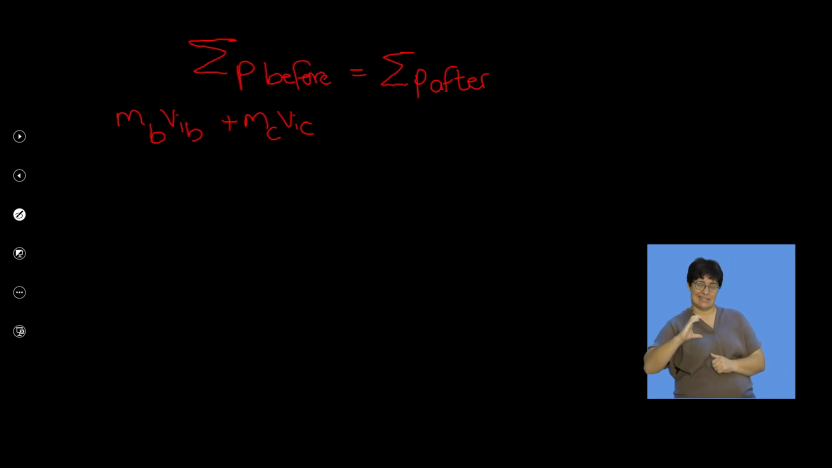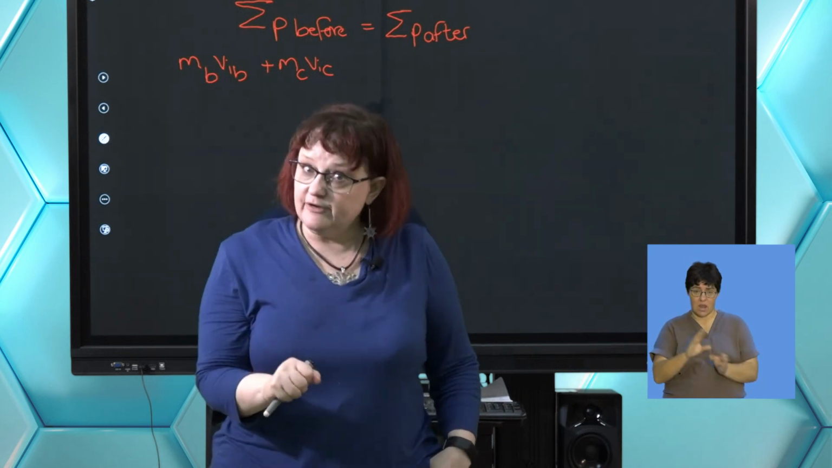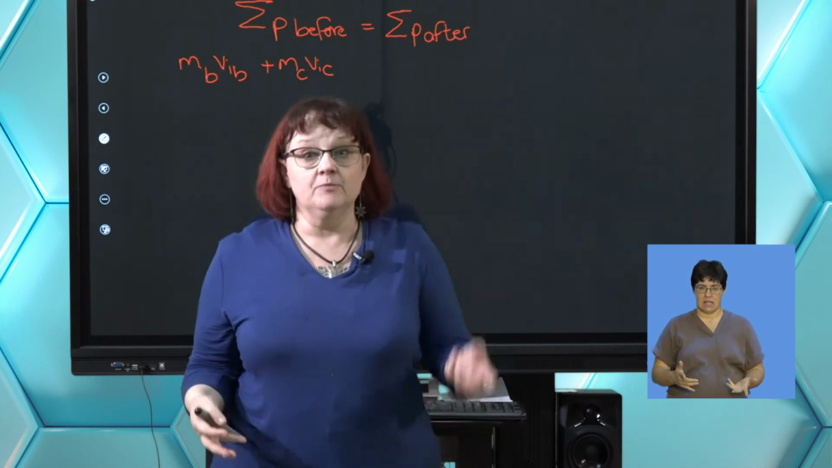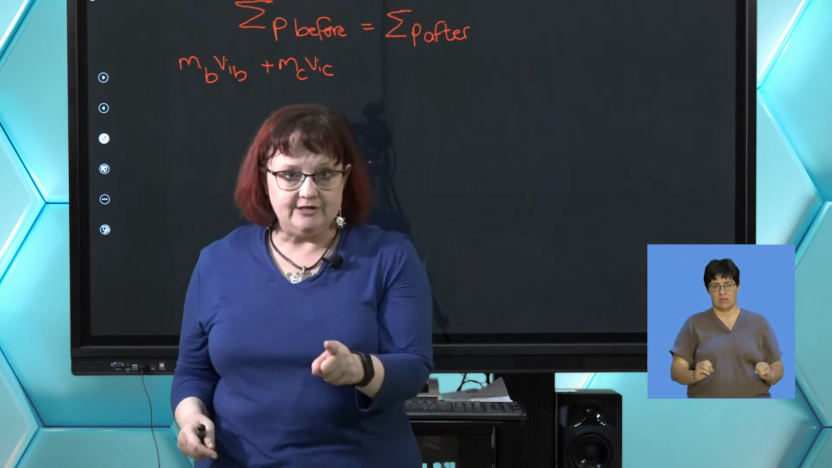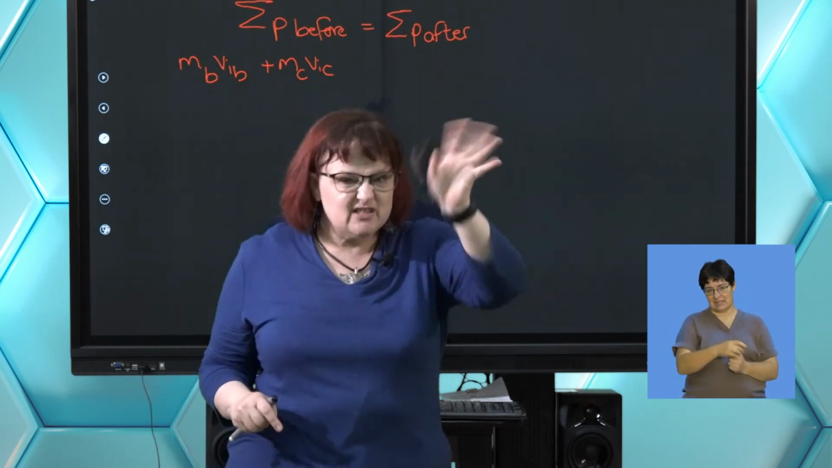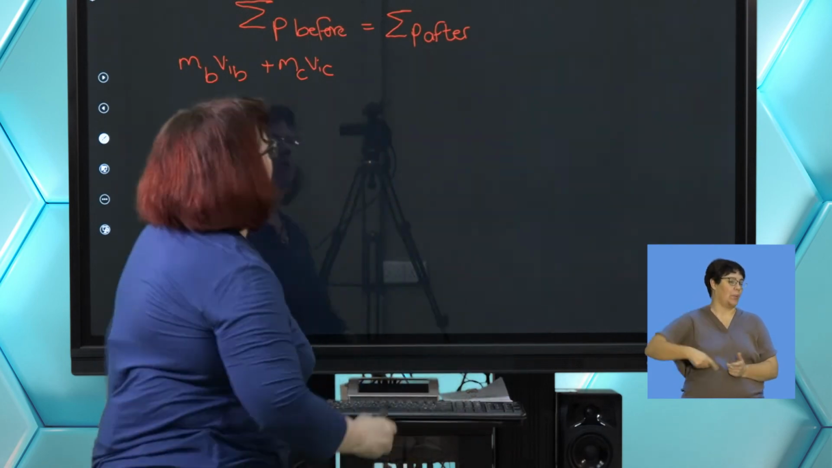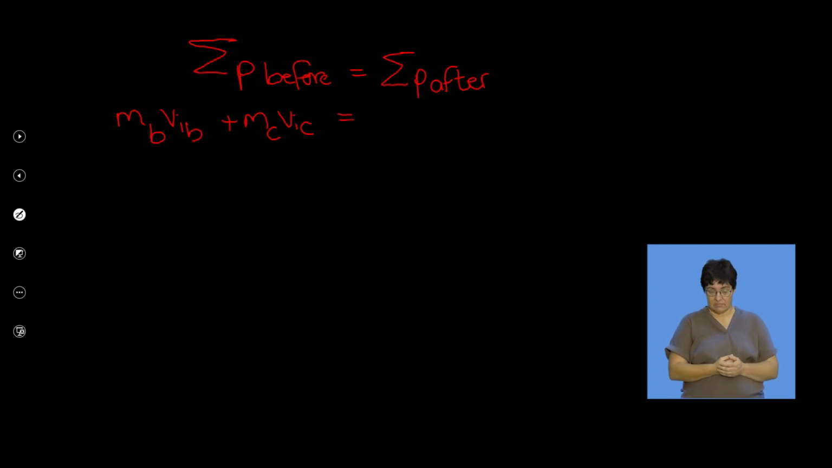Please, just because the container isn't moving and it's stationary, so it actually doesn't have a momentum, you can't leave it out of the equation. You have to show it to me. All right? It can't just disappear. Afterwards, they're one object.